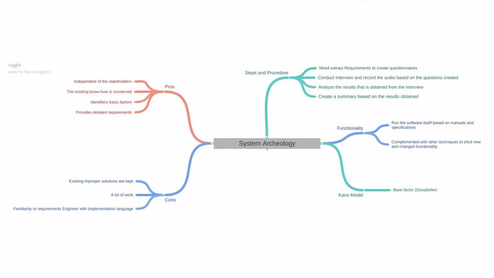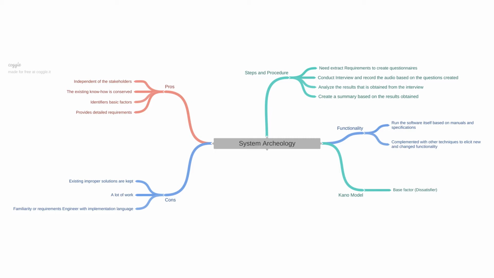For activity 3 task 3 on requirement elicitation, firstly I'm going to explain about system archaeology. Our functionality is to run the software itself based on manuals and specification, and complemented with other techniques to elicit new and changed functionality.